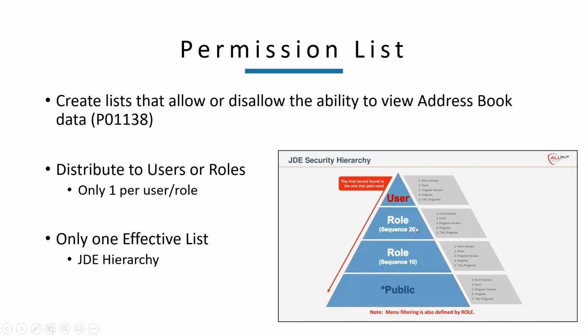Obviously, only one of them is going to take effect, and that goes by the JDE security hierarchy that you see here. So it would choose the role with the highest sequence number. Whatever permission list that role has, those are the permissions, from a PII data privacy standpoint, that the user would gain in the system. Something, again, to strategize and think about if we implement at the role level.